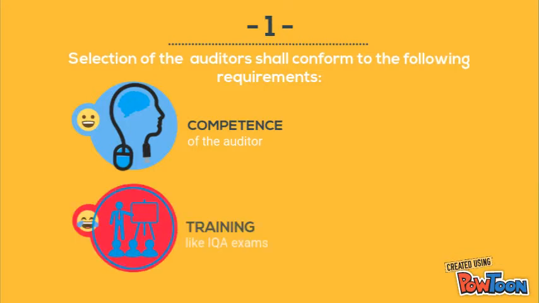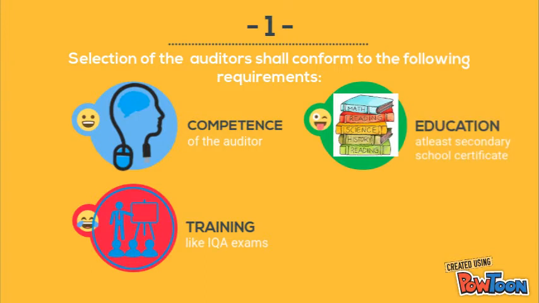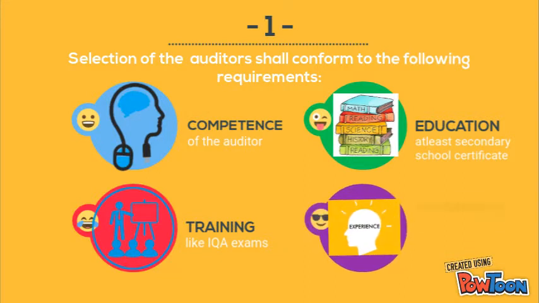Next is training. The auditor shall undergo training as required. Others can go through assessments such as IQA exam and workshops. Next is education. It is suggested that an auditor shall hold at least a secondary school certificate. And lastly, experience. It is recommended that an auditor is in a position where the activities undertaken help develop skills and knowledge in management system.